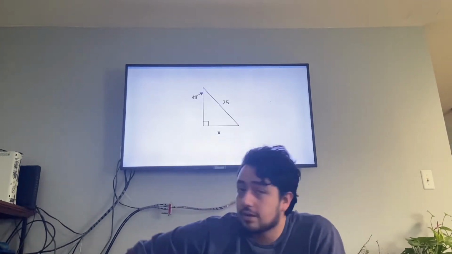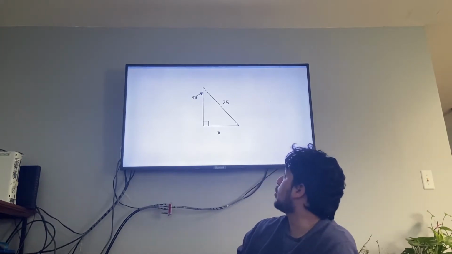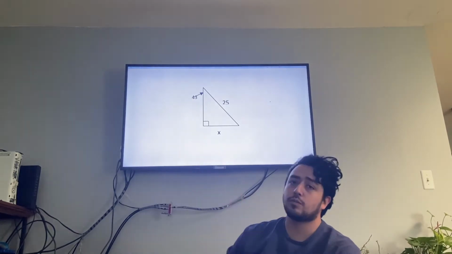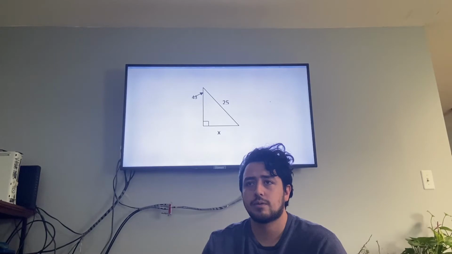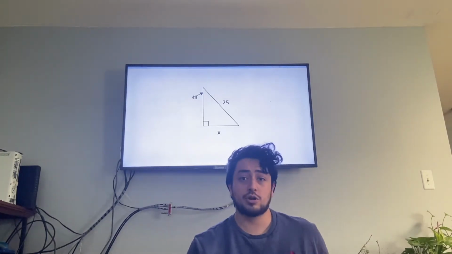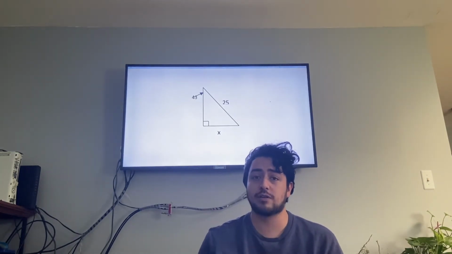All right, well, how about a situation like this? We're given the hypotenuse, and we're trying to find this side length right here, and we're given one angle, and we know it's a right triangle. I'm going to show y'all how to tackle this problem, and then we're going to go over it in more detail.